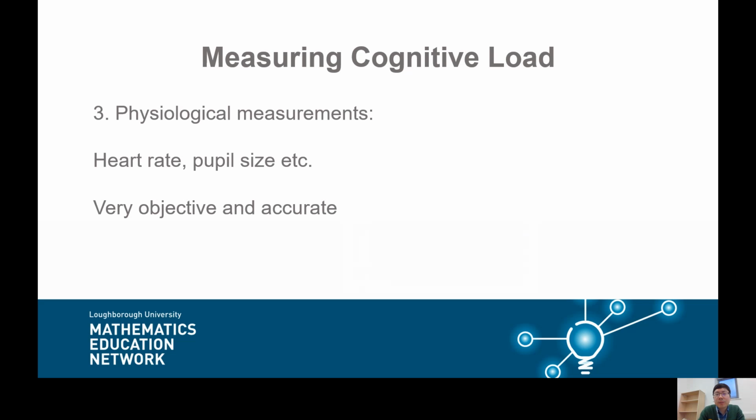And another way is to measure cognitive load by using very advanced technology. For example, we use some technology to measure the heart rate and the pupil size. These ways are very objective and accurate, and probably we could further investigate how to use physiological measurements to measure and to distinguish types of cognitive load.